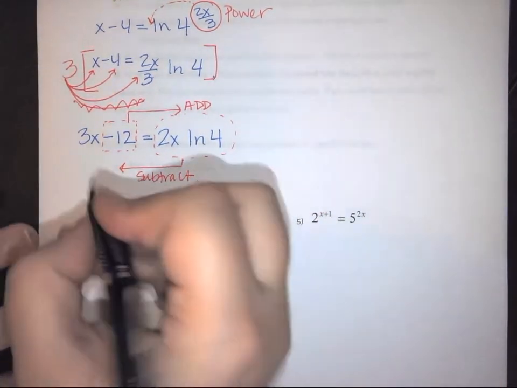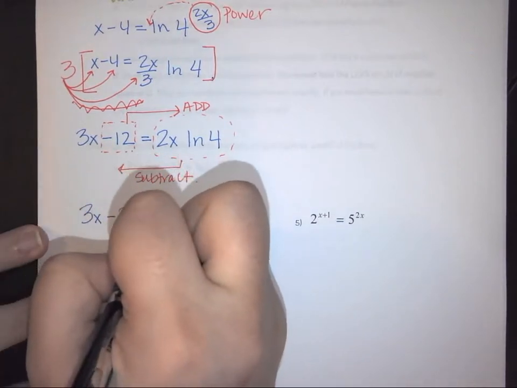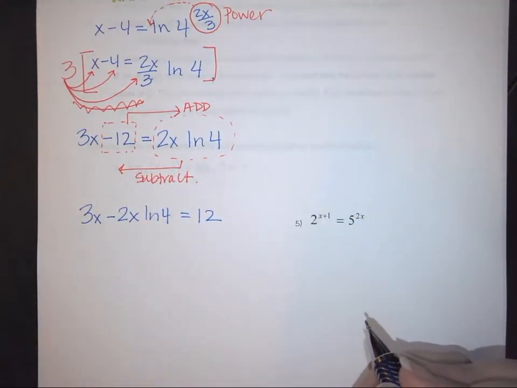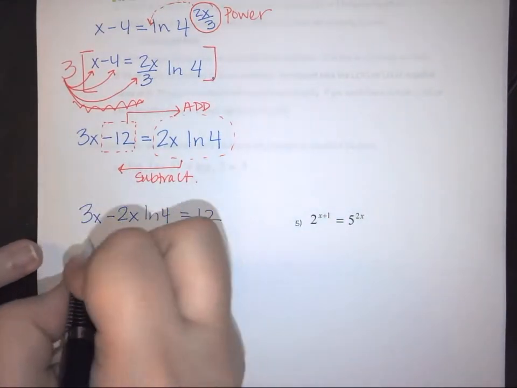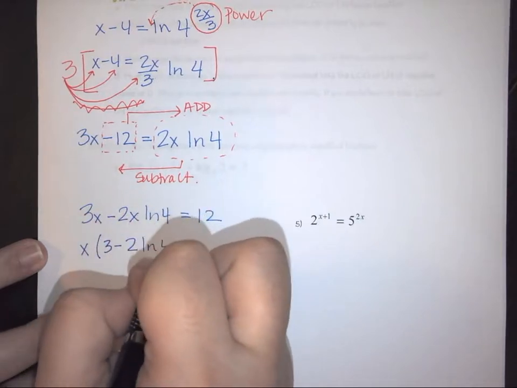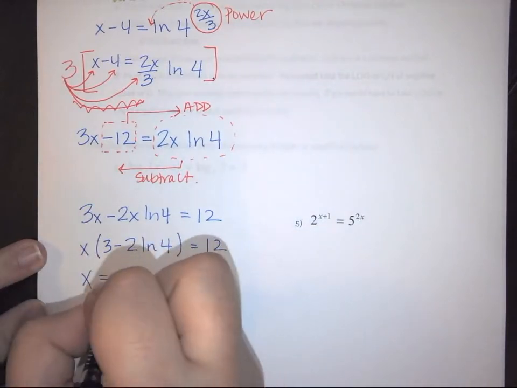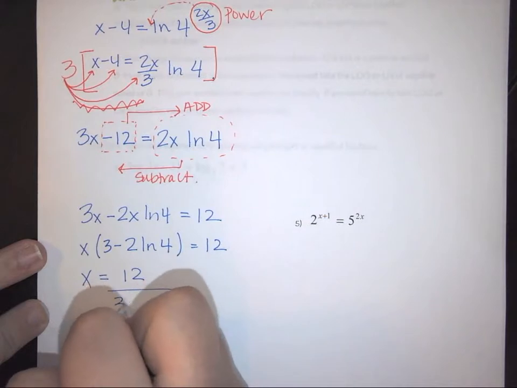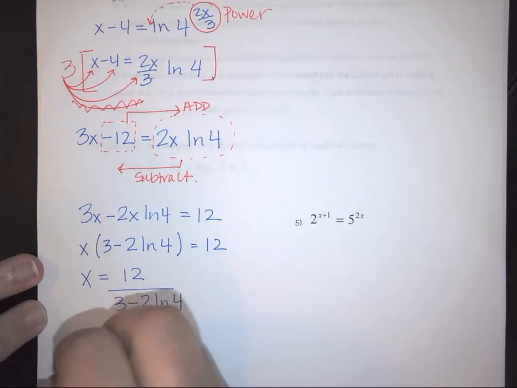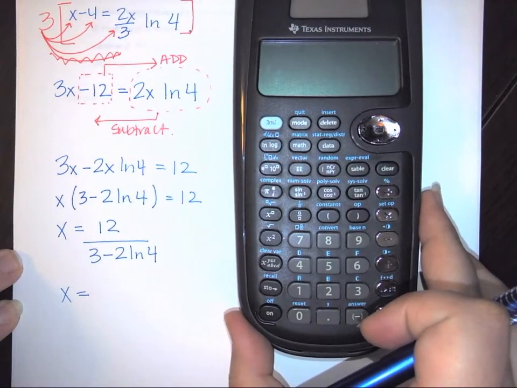So I'm going to rewrite my equation, which tells me I have 3x minus 2x natural log of 4 is equal to 12. Now it simply becomes a matter of pulling out the x. So I have x times 3 minus 2 natural log of 4 equals 12. And get x by itself. So x is going to be 12 divided by 3 minus 2 natural log of 4. And we have to get an answer here. So in order to do that, we've got to pull that calculator back out again.